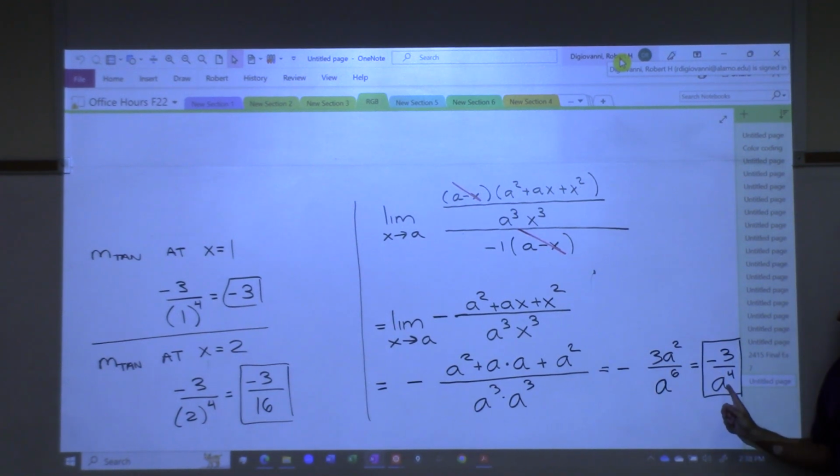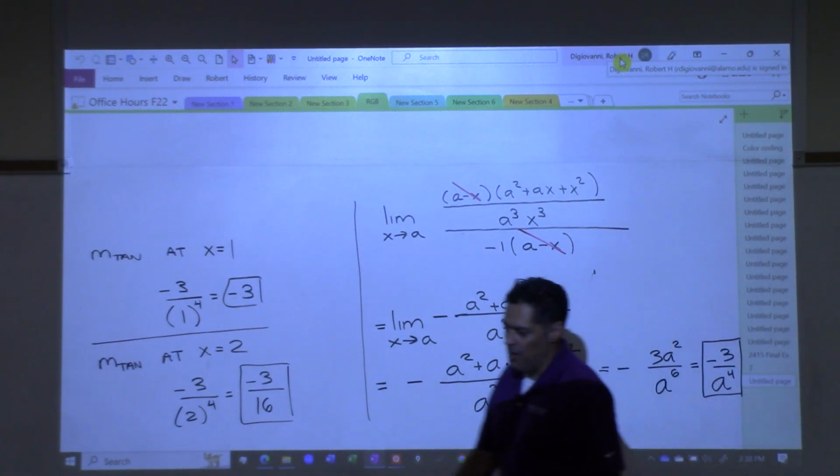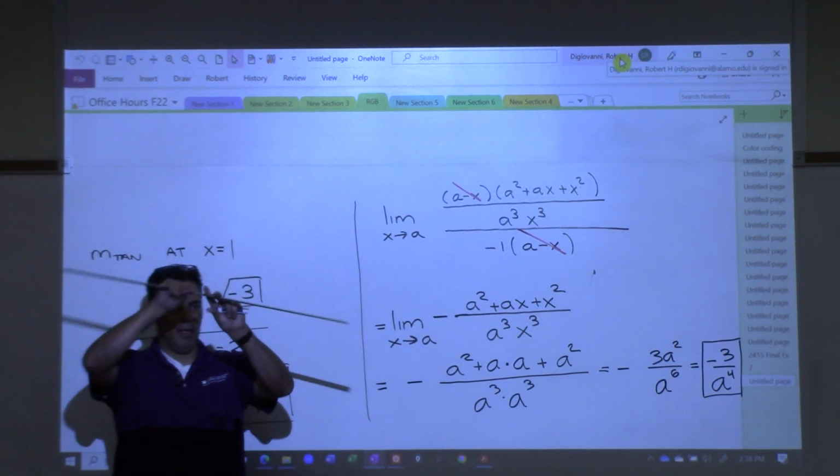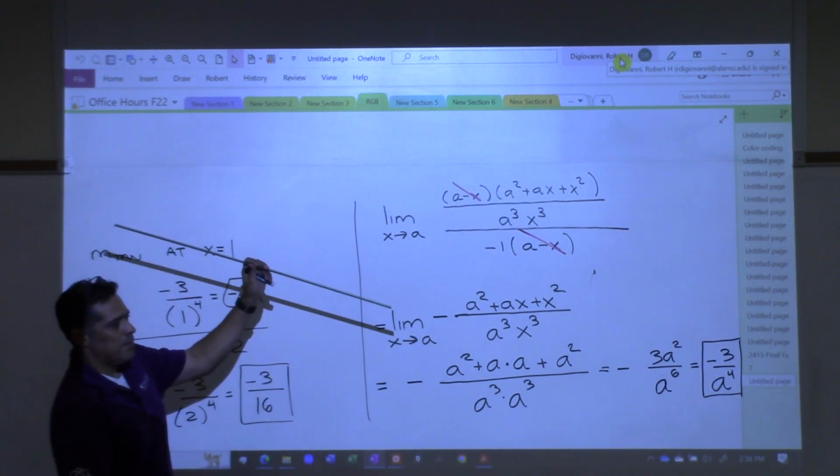Can anybody tell me something kind of interesting about every slope of every tangent line, no matter what point I'm at? What's that? Positive. Not positive, close. The bottom's always positive, right? A to the 4th power is positive. But then you have on top negative 3. So negative divided by positive should be negative. So all of our slopes will always be negative, right? No matter where you are on this graph, the slope of the tangent line will always be negative, right?